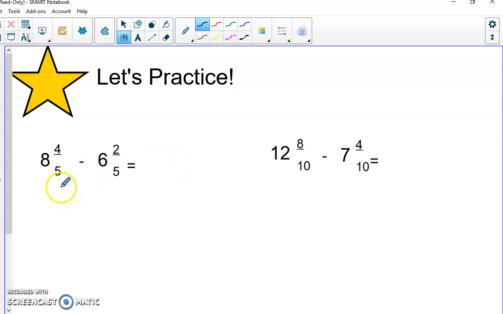As you are solving at home, the first thing you should have done is brought down these two fractions, 4/5 and 2/5, and subtracted those first. This step is very important as we move on to more challenging problems next. So our denominator is fifths, so that will be in my answer, fifths. Now I need to subtract my numerators. 4 take away 2 equals 2.